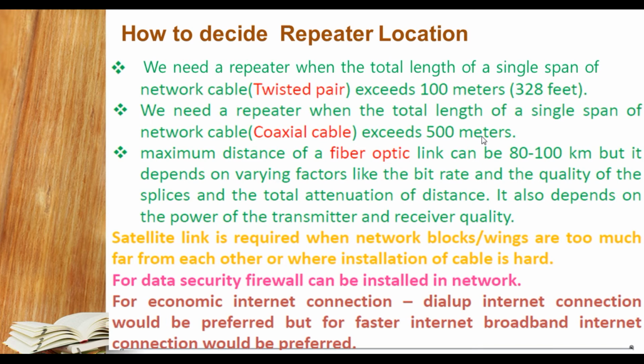So we require a repeater at an interval of approximately 80 to 100 kilometers. But it depends on different factors like bit rate, quality of the splices, and total attenuation of the distance. Attenuation is the duration from one input signal to the output signal. That means, suppose there is a wire, how much time it will take to transfer the information from one end to the other end. That is known as attenuation.